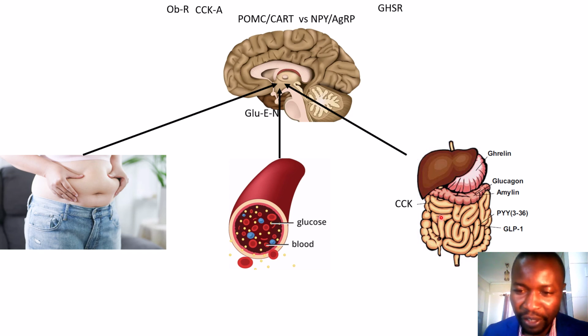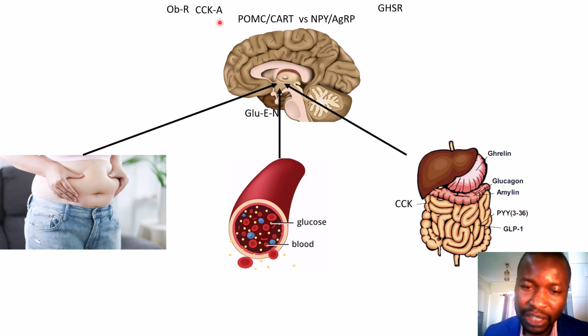Whenever you are eating, the food reception at the duodenum causes synthesis of what? Cholecystokinin, GLP, peptide YY. This cholecystokinin has its receptor at the hypothalamus. Its receptor is cholecystokinin A. Remember, cholecystokinin B is usually local. Cholecystokinin A is highly distributed at the neurons in the hypothalamus. You can also call cholecystokinin A cholecystokinin 1.